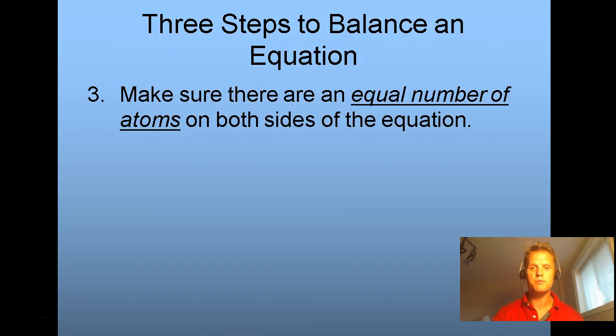To finish off the steps, we want to make sure that we have an equal number of atoms on both sides of the equation, just like we showed you before. And if we count them up, 3 irons on both sides and 4 oxygens on both sides, and that's it. We're going to try one more example. I'd like to see if you can balance this.